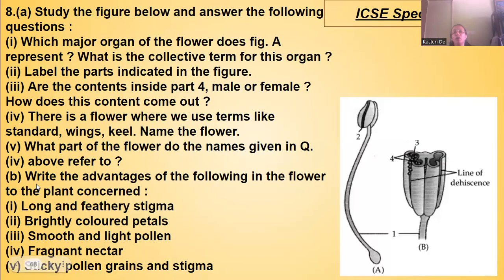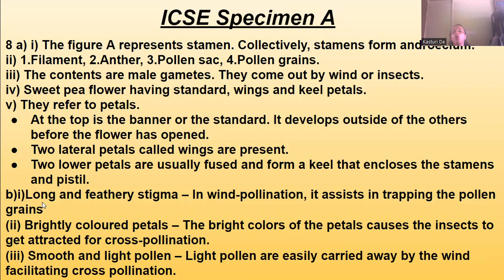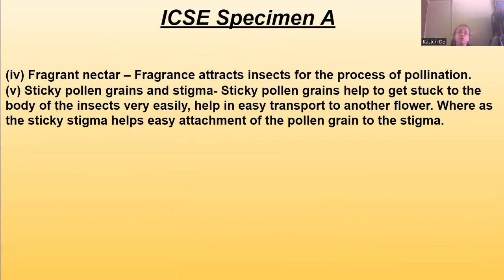Now the second part, B. What are the advantages of these? Long and feathery stigma: in wind pollination, this helps in trapping the pollen grains. Brightly colored petals help in attracting the insects for cross pollination. Smooth and light pollen helps the wind to carry the pollen grains, facilitating cross-pollination.